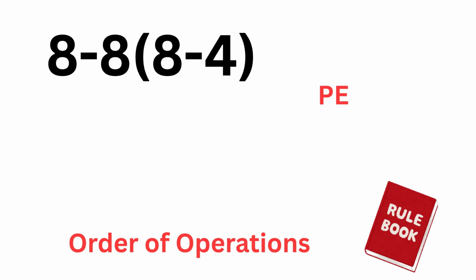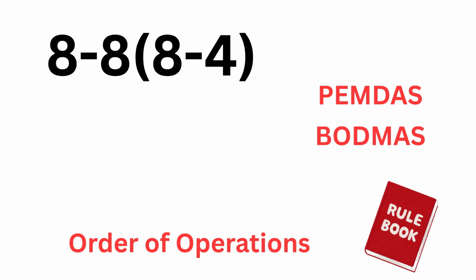The reason is that there is a fixed set of rules in math called the order of operations, commonly known as PEMDAS in some countries, or BODMAS in some other countries, but they mean the same thing. In this rule, the letters P or B stand for parentheses or brackets, E or O stands for exponents or order, M and D stand for multiplication and division, and A and S stand for addition and subtraction. First, we have to solve for parentheses, then exponents, then multiplication or division, and finally addition or subtraction.